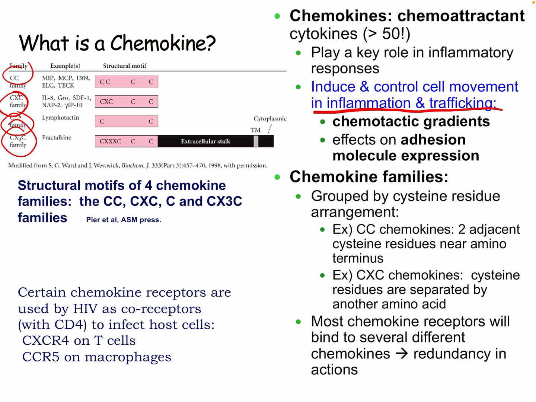The CC chemokines have two adjacent cysteine residues near the amino terminus, and the CXC chemokines have cysteine residues which are separated by another amino acid. These are the main two that we'll be looking at, as the majority of the more common chemokines, as you can see here, are in these groups. Most chemokine receptors will bind to several different chemokines, and there's definitely redundancy in their actions. A lot of these have overlap and they just work in different locations.